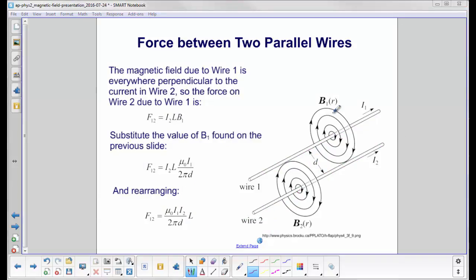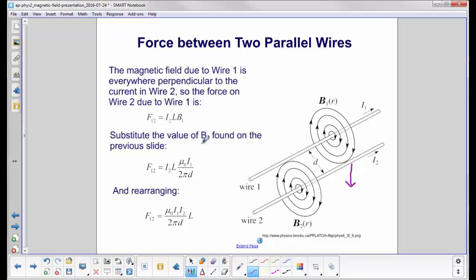The magnetic field due to wire 1, here's the magnetic field due to wire 1, and if you look at this vector here, it's perpendicular to I2. So when I use the force on wire 2 due to wire 1, that would be the current I2 times the length of wire 2 times the magnetic field B1. And since B1 is perpendicular, I can use the full value.